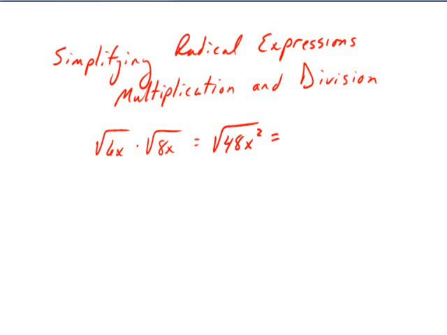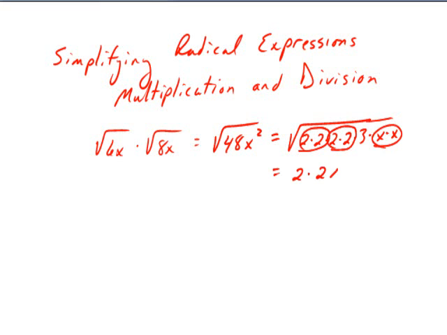In this case, I will expand this in a prime factorization. And noticing, since I have the square root, I can take out a pair of 2's as a single 2. I can take out another pair of 2's as a single 2. And I can take out a pair of x's as a single x. And this radical simplifies down to 2 times 2 times x times the square root of 3 still left inside, or 4x root 3.